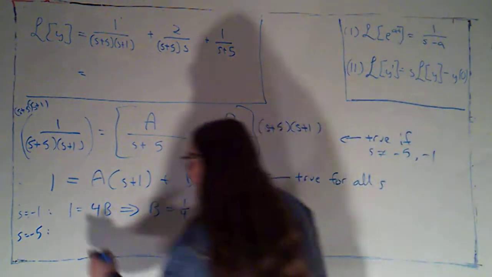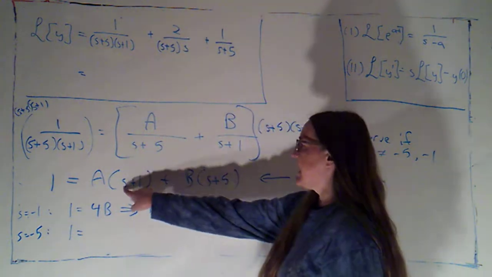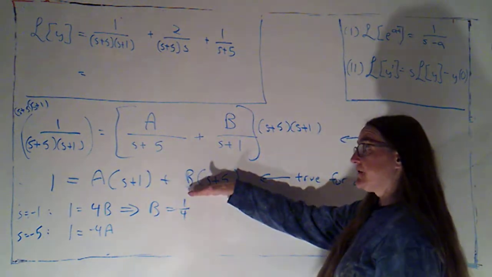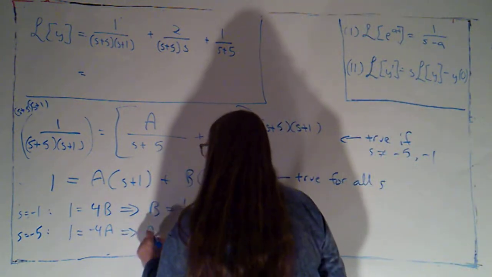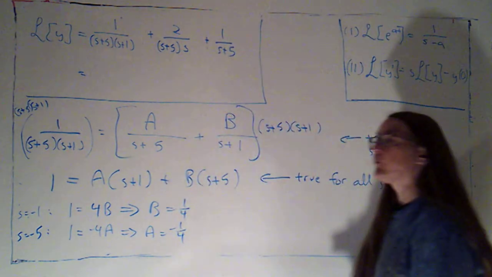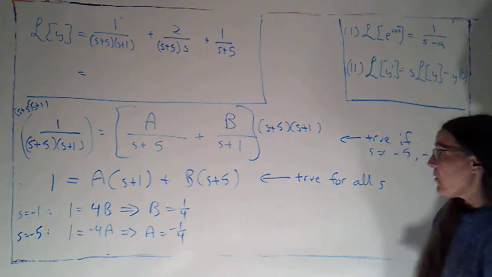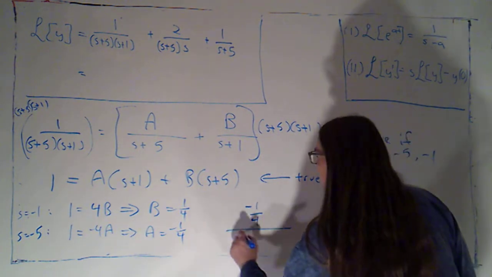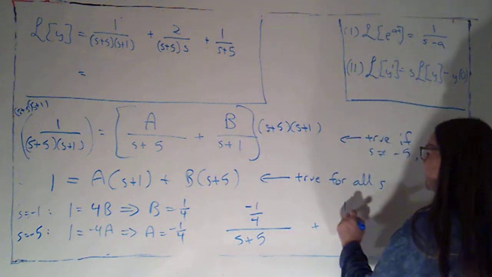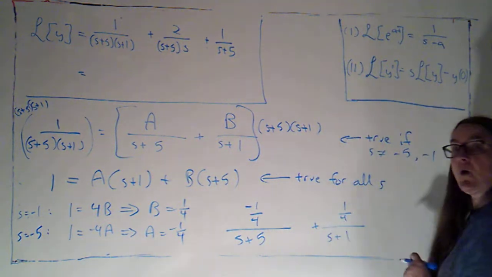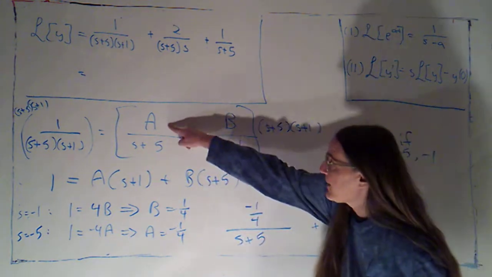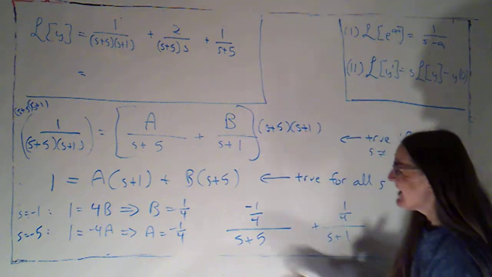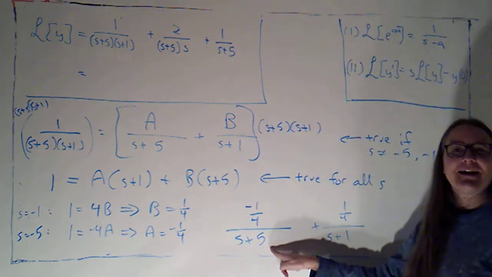So if s is negative 5, this becomes 1 is equal to negative 5 plus 1, which is negative 4, times a. And of course, the negative 5 kills off the b's. So that's going to mean that a is negative 1/4. So I can now say we are getting negative 1/4 over s plus 5 plus 1/4 over s plus 1. Just be careful. Whatever I called a is what goes over s plus 5. I don't get to just mix and match. A was the negative 1/4, that goes over s plus 5.